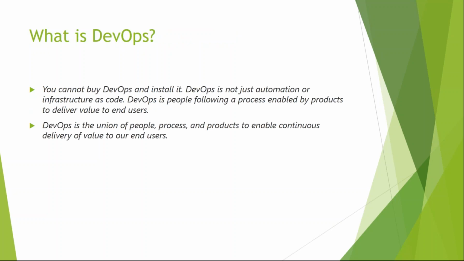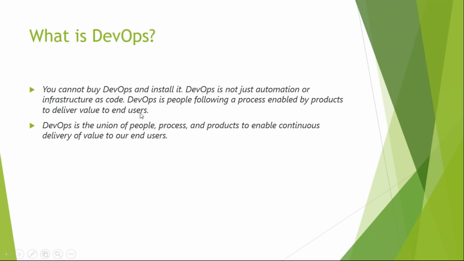Then whatever we studied till now, if I have to combine everything into one single definition, you can say that you cannot buy DevOps and install it. DevOps is not a tool. Okay, if people say Jenkins is DevOps, no, Jenkins is not DevOps. Jenkins is a way to automate the processes of whatever you need. Jenkins is a tool. Okay, DevOps is not just automation or infrastructure as code. DevOps is people following a process enabled by products to deliver value to the end user.